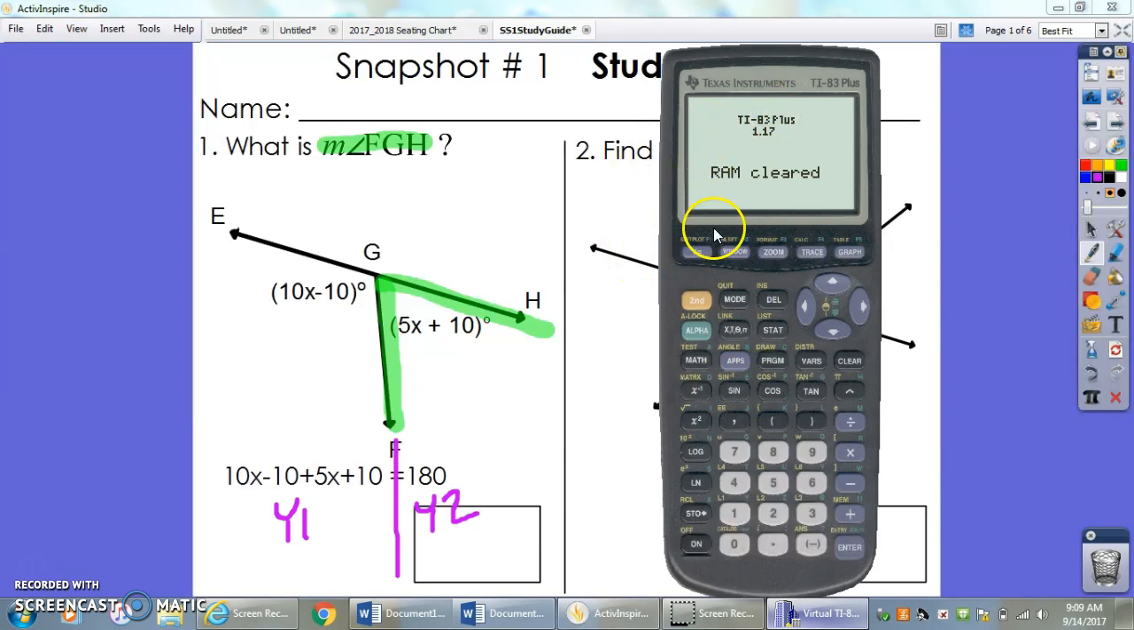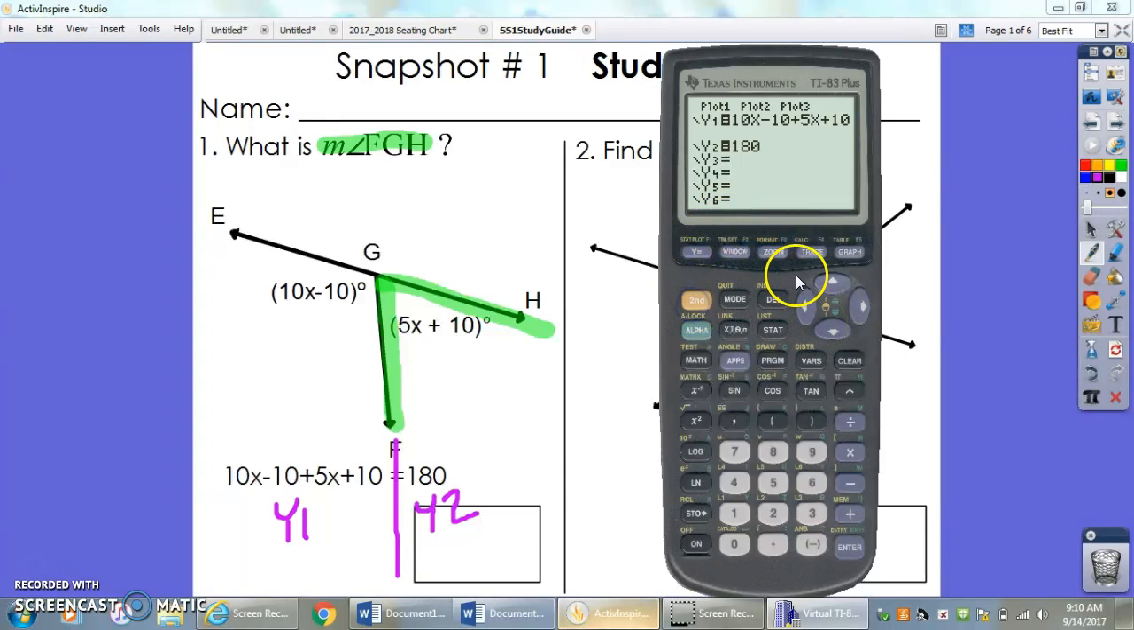All right, when we start using our calculator, make sure that you set your window. Add 2 zeros to each end of the tens. And then set your mode to degrees. Then we're going to go to y equals, and type in the left side of the equation: 10x minus 10 plus 5x plus 10. And then we're going to go to y2, and put 180 in y2.